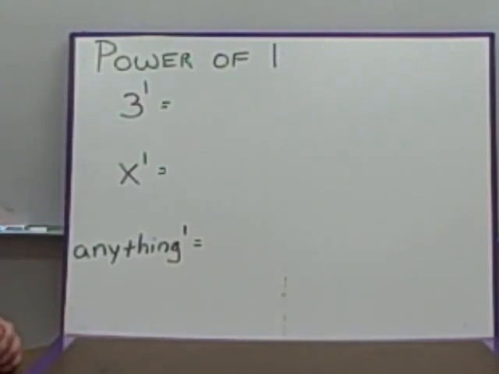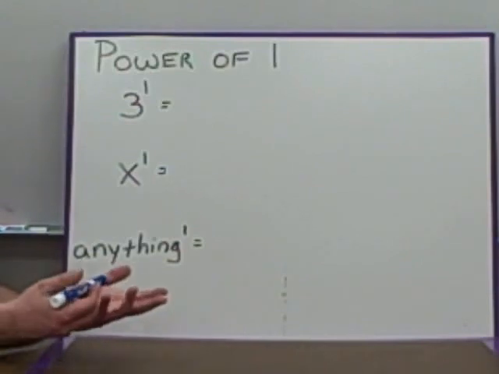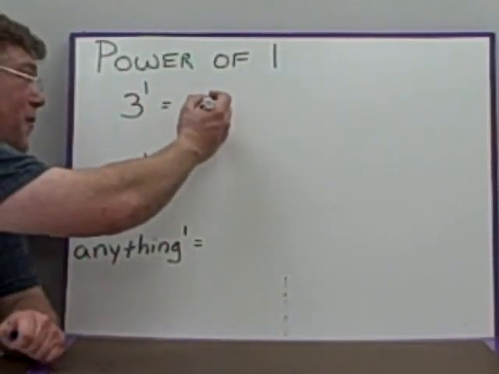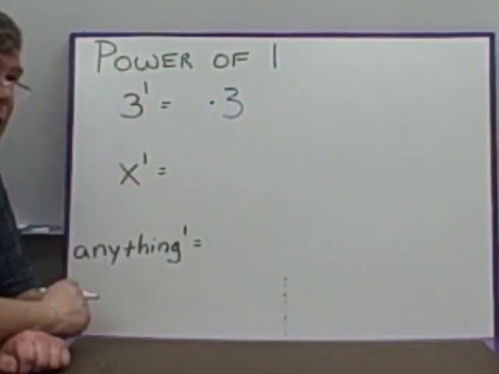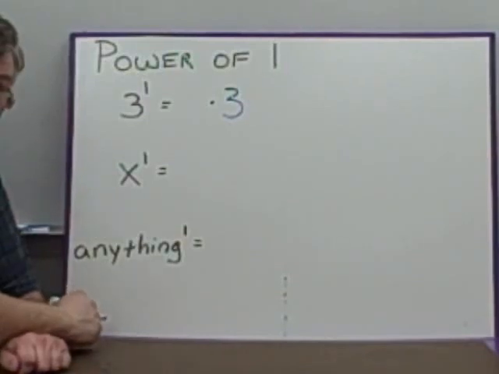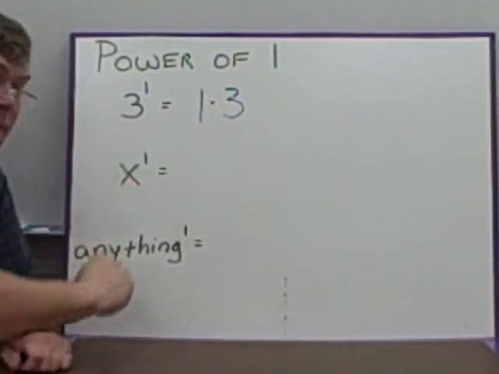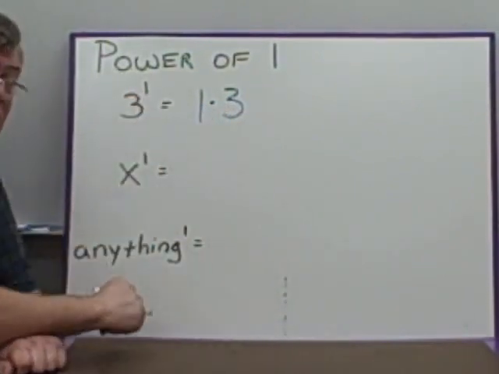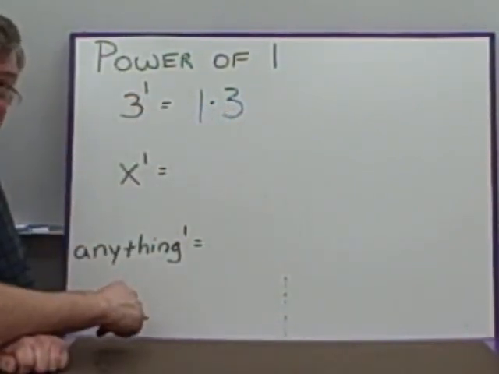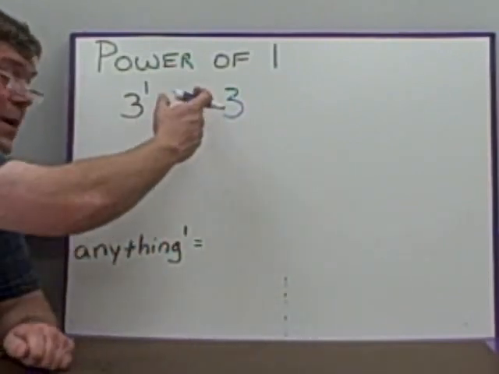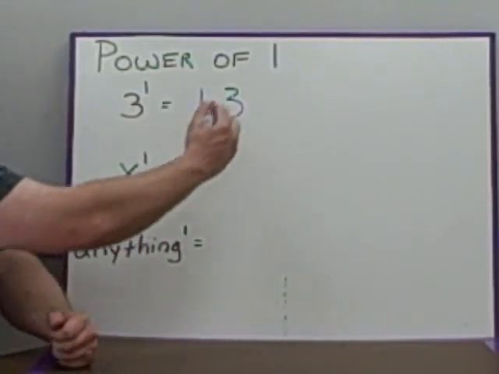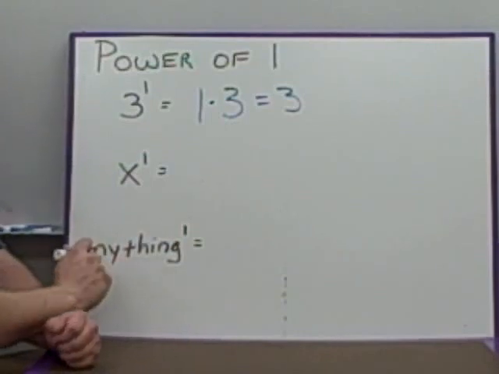Powers of 1. If you have anything to the power of 1, it's the same thing. 3 to the first power means 3 times itself, you write that as times 3, because you're multiplying by 3 once. What are you multiplying by 3? Well, you're going to multiply 1 by 3, because there's actually understood to be a 1 in front of there all the time. 1 times 3 is going to give you 3.